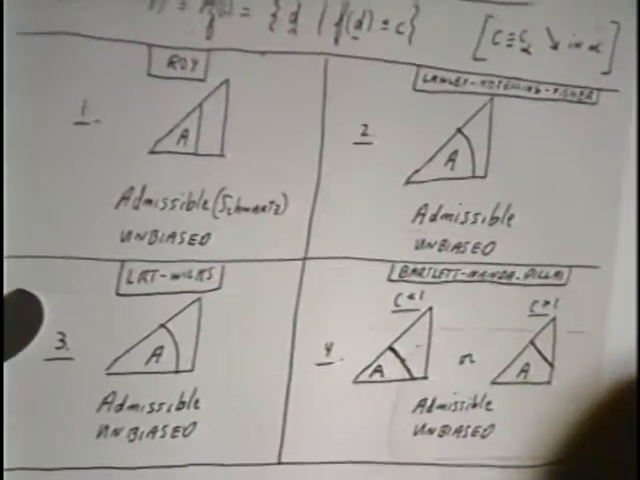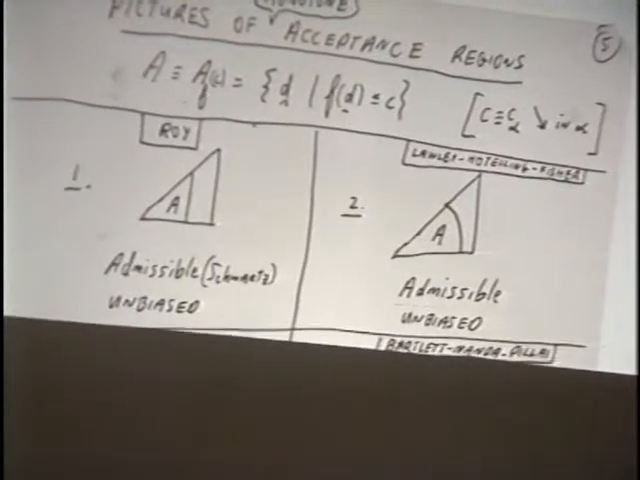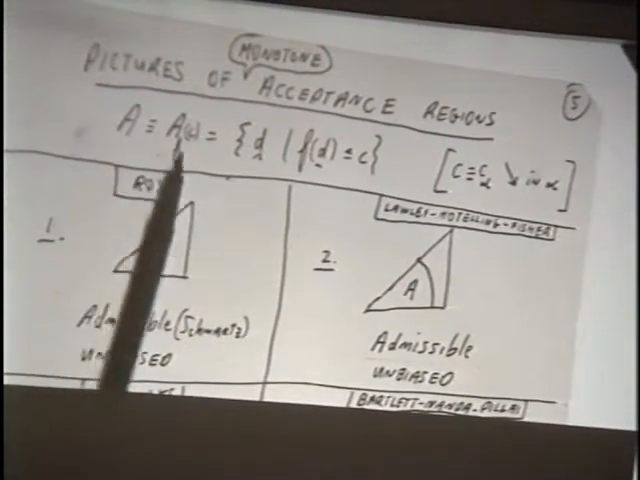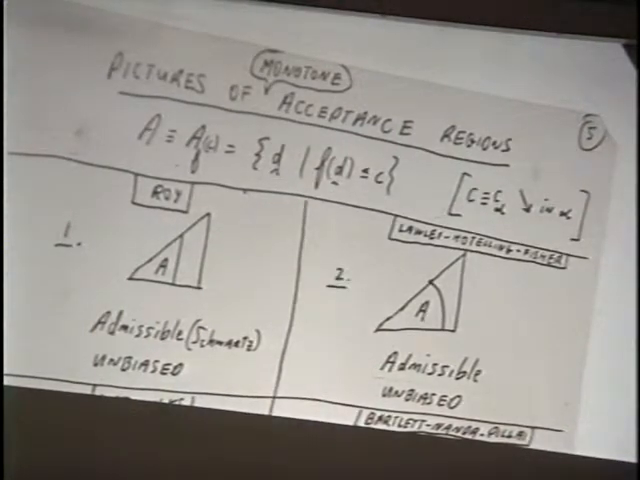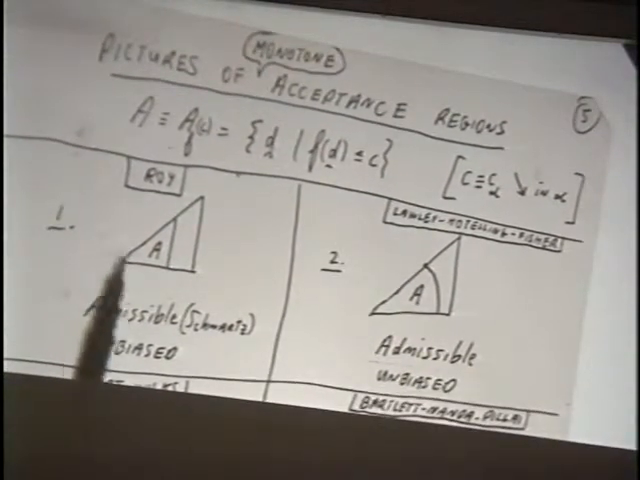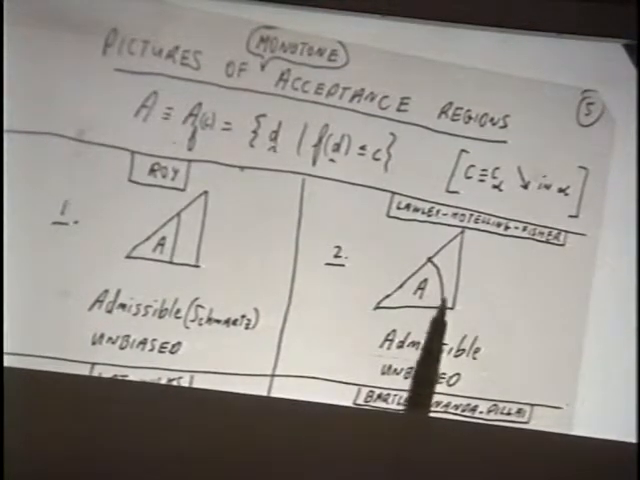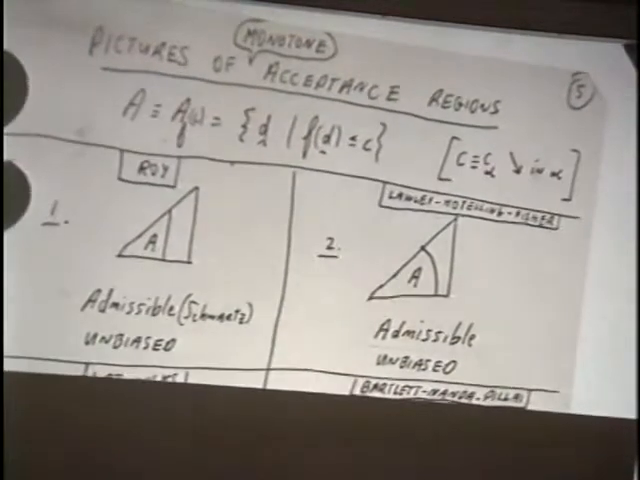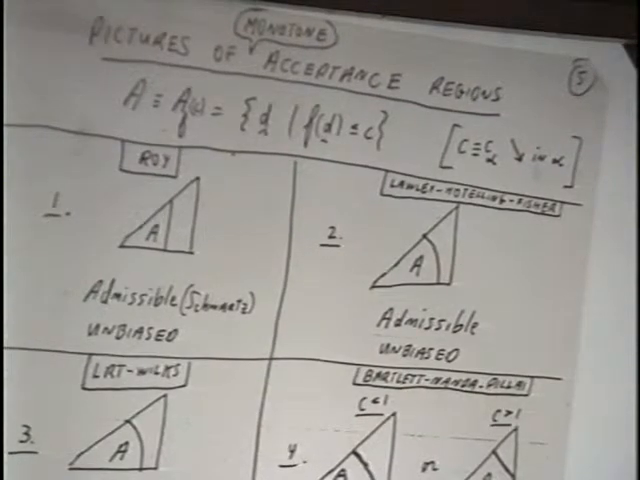It's perhaps easier to get an idea of the nature of these statistics by looking at pictures of their acceptance regions. If we let A sub f be the set of all d's for which f of d is less than c, the acceptance region based on the test statistic, the Roy test has an acceptance region of this type. The Lawley-Hotelling Fisher statistic acceptance region looks like that. The likelihood ratio test Wilks looks like that, and so on.